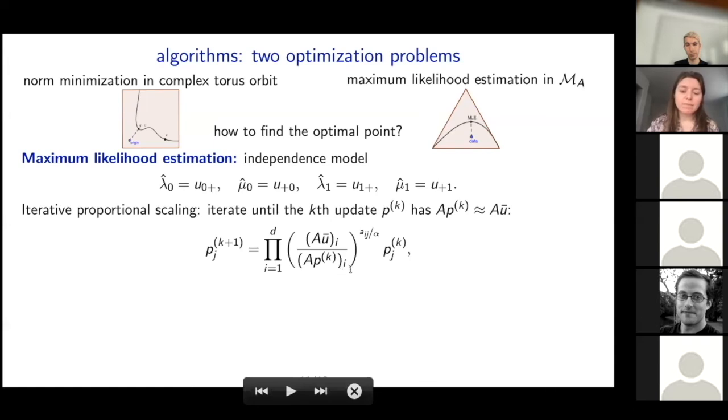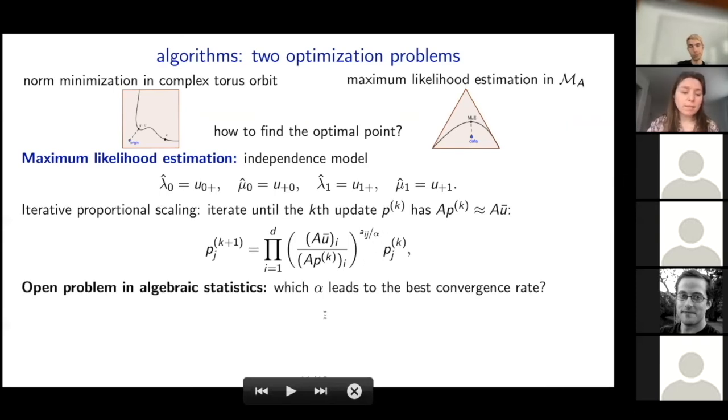So we have a certain product of entries of the data and the previous iterate raised to some power times the previous iterate. And there's one parameter in this update step that can vary, and that's this alpha here. And it's an open problem in algebraic statistics to study these iterative updates for various different alpha and to understand which alpha leads to the best convergence rate of these iterates.